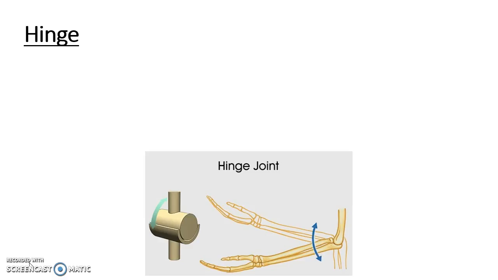The hinge joint is a simple head of bone that wraps around the head of another bone, for example, the elbow. The range of movement is only on one axis. This allows flexion and extension.